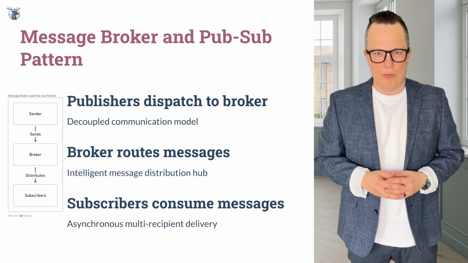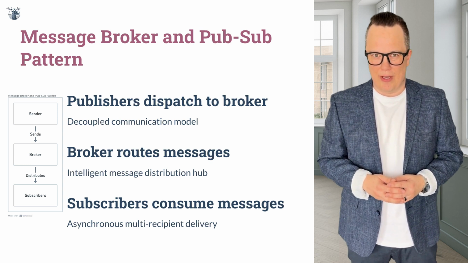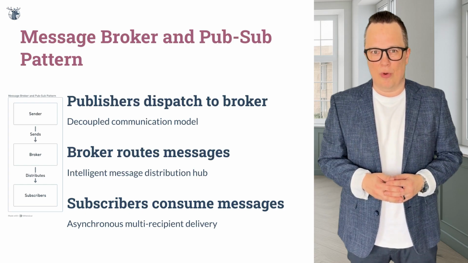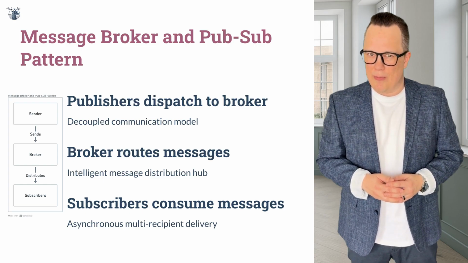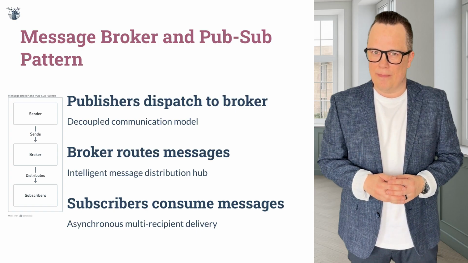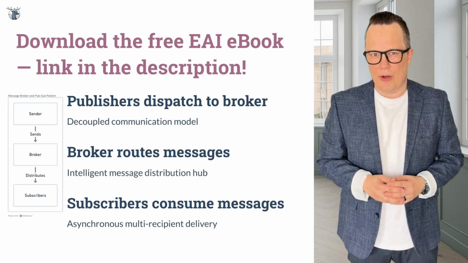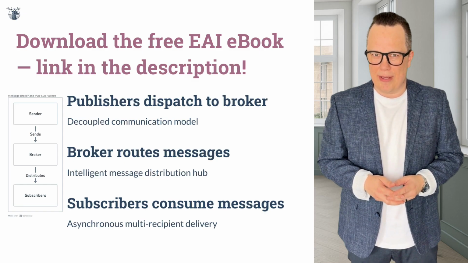In the pub-sub model, we add a message broker in the middle. The sender, also called the publisher, sends messages to the broker. The broker then forwards the message to one or more subscribers. The sender doesn't need to know who the subscribers are or even how many there are. That's the power of this model. It decouples systems. It allows flexibility. It also enables multiple systems to react to the same message.